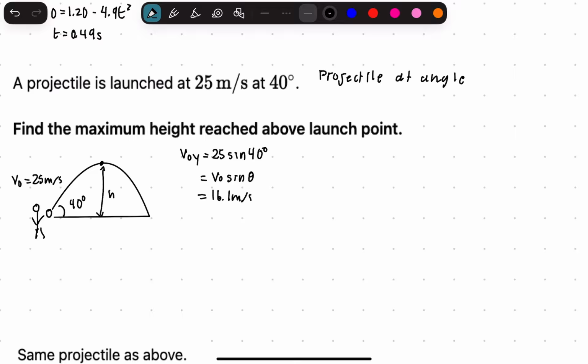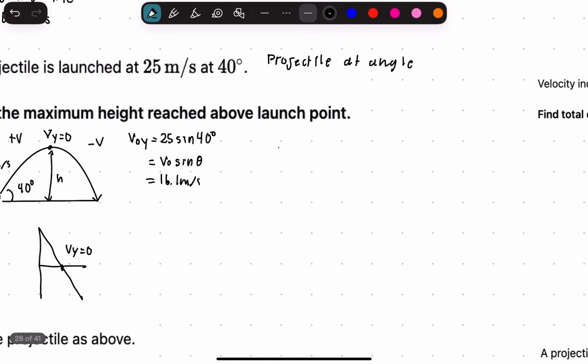And then we want the maximum height. We know that at the maximum height, Vy is going to equal 0, because this is the transition point between positive and negative velocity. You have positive velocity here, and negative velocity here. To go from positive to negative, it has to cross the x-axis at least once, which is this one point. Thus, Vy is equal to 0.